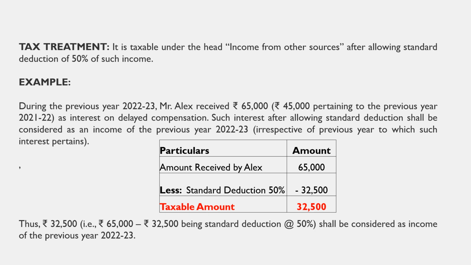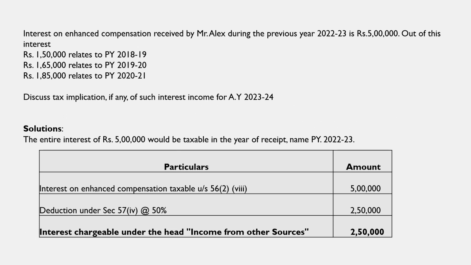Let us also try to understand this with one more example. Interest on enhanced compensation received by Mr. Alex during the previous year, that is 22-23, is 5 lakh. That 5 lakh belongs to three different years. In that, 1 lakh 50 belongs to the previous year of 2018-19, 1 lakh 65 belongs to the previous year of 2019-20, and 1 lakh 85 relates to the previous year of 2021. So how is this going to be taxed in the hands of Alex?